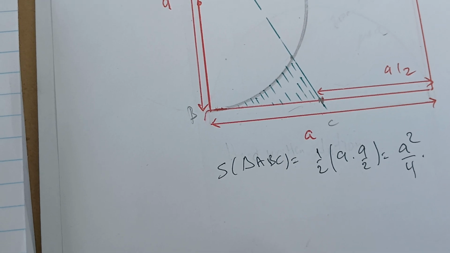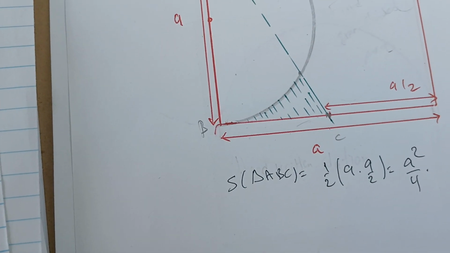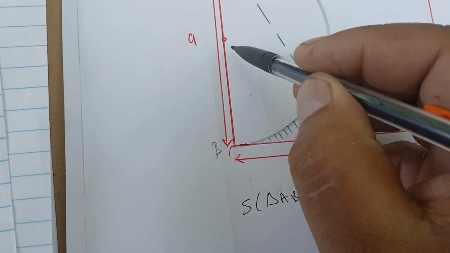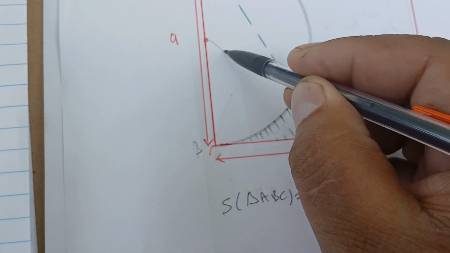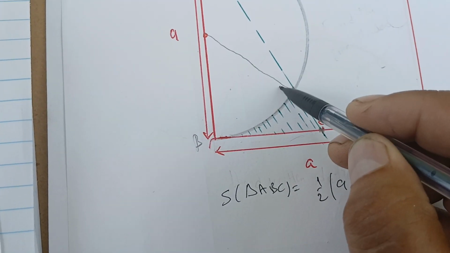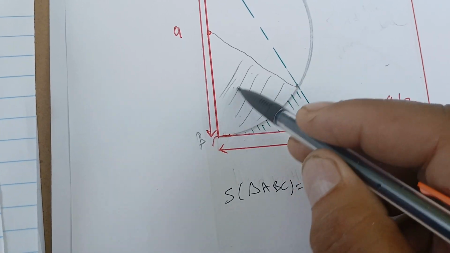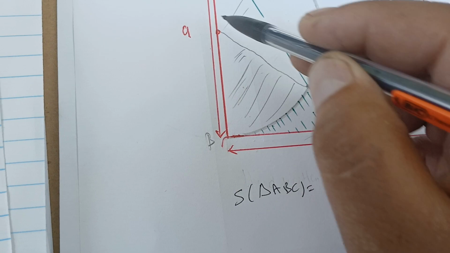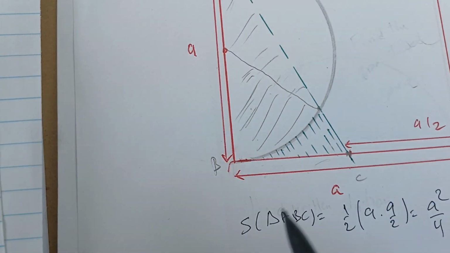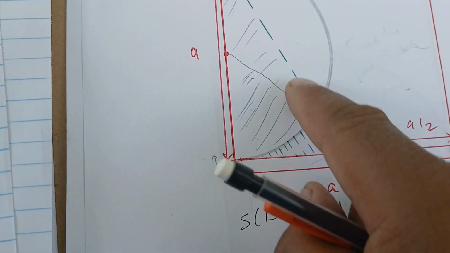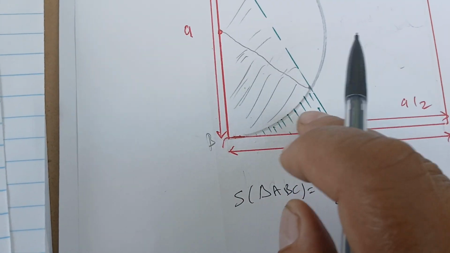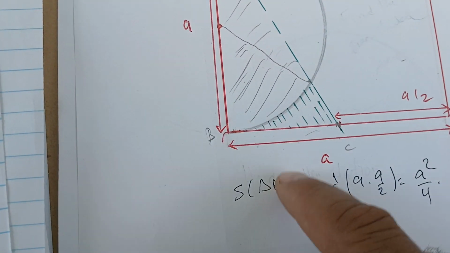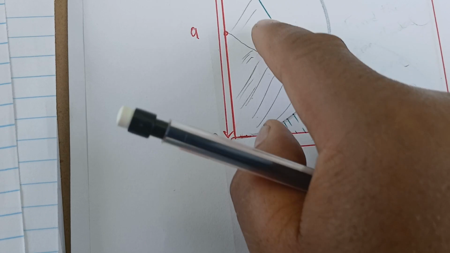Okay. I can also compute this one here. So I can compute this sector here. I can also compute this one. So now I see the idea. So the idea is the shaded area is the area of the triangle minus this one minus this one.